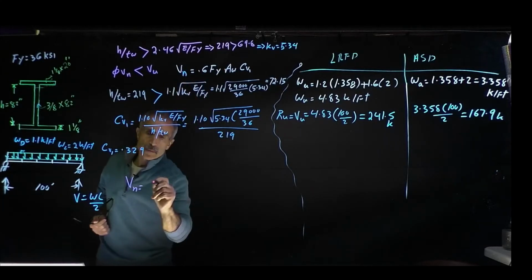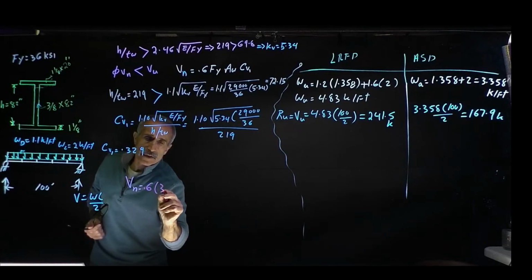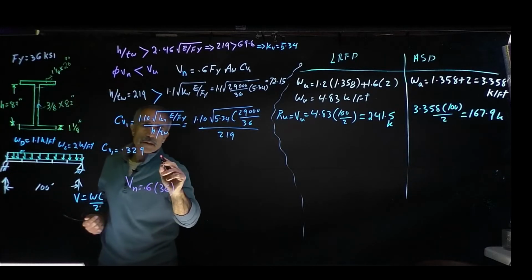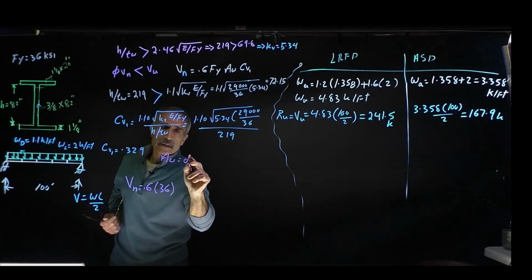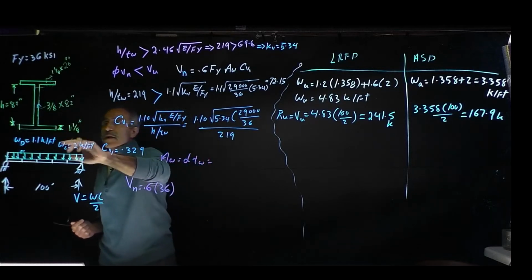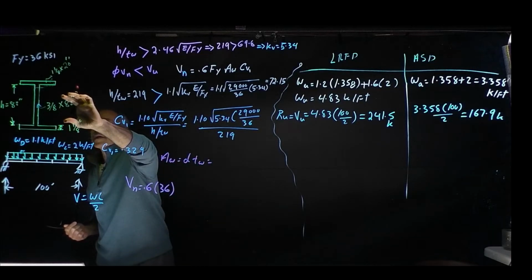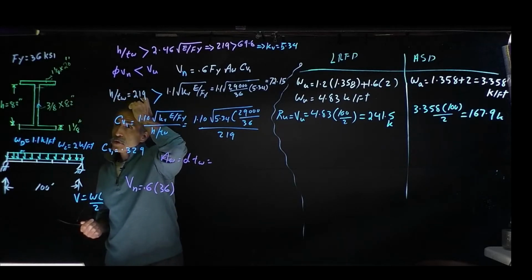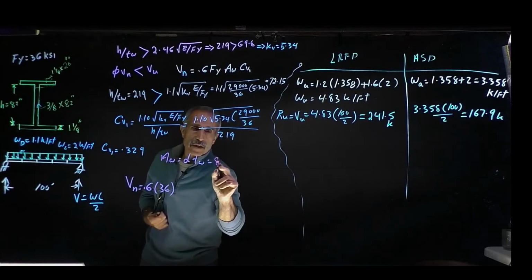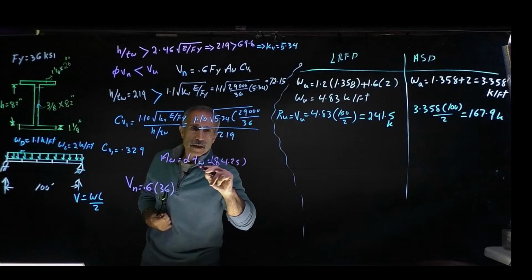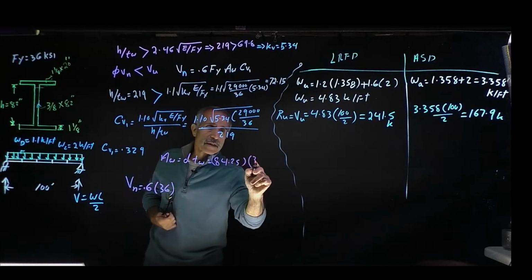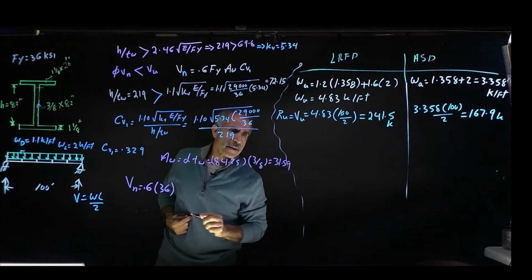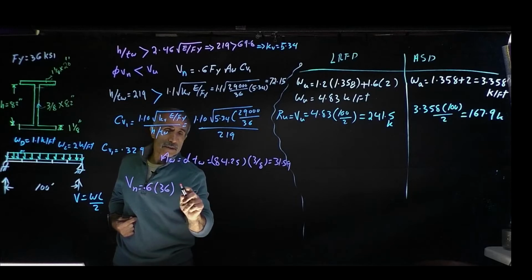So Vn is equal to, calculate Vn now, which is 0.6 Fy, which is 36, Aw is the d. So let me write down here. Aw, it's d times tw, and d is 82 plus 1 and 1/4 makes it 84 and a quarter, 84.25. So that's going to be 84.25 times tw, which is 3/8, and that comes out to 31.59.